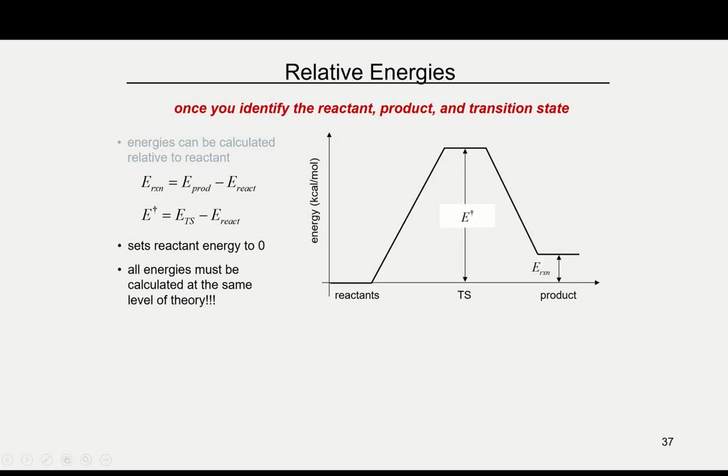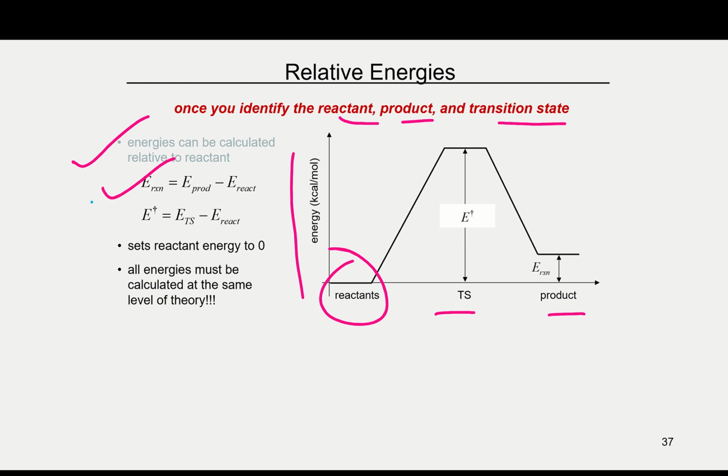Okay. Now, relative energies. Once you identify the reactant, product, and transition state, like we characterized before, energies can be calculated relative to the reactant. For example, this is the reactant. It has this energy, you can see in kilocalories per mole. This is the transition state. This is the product.